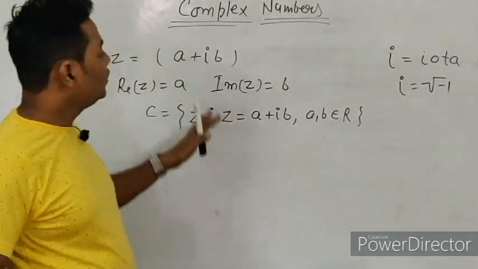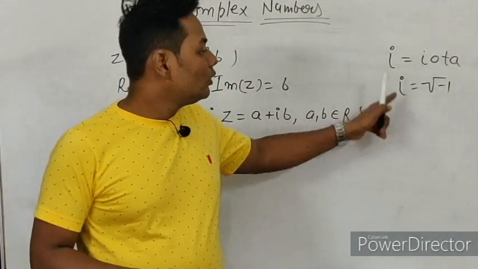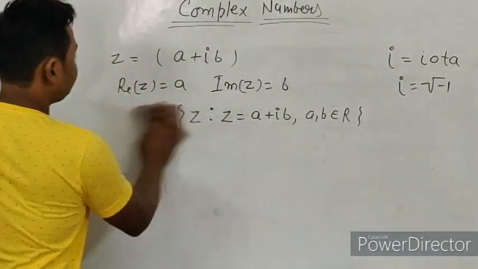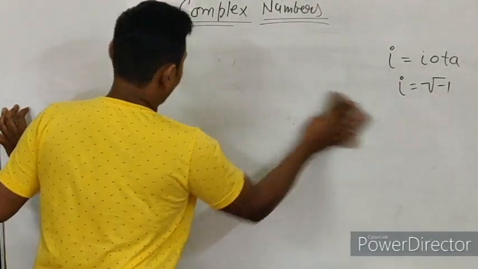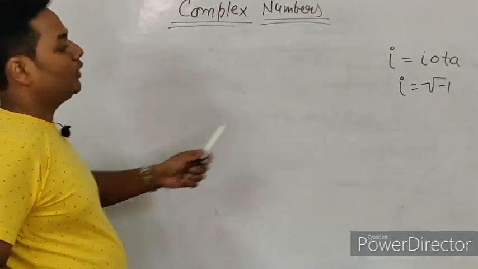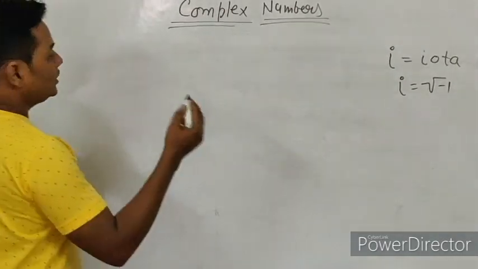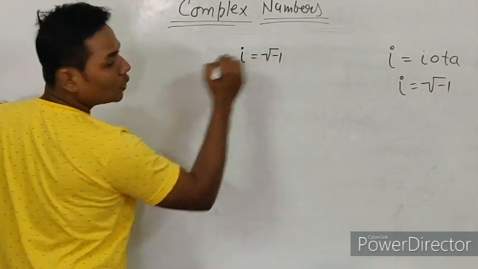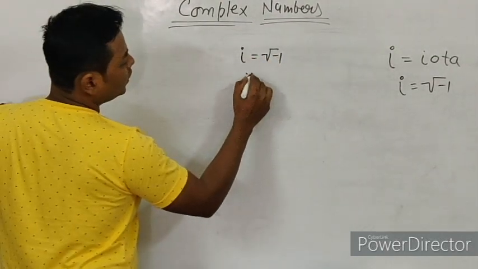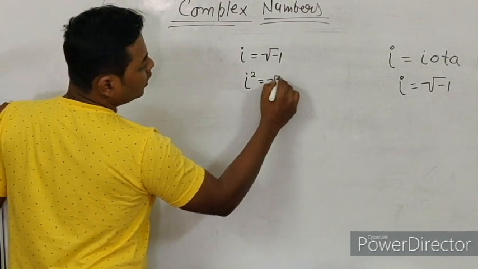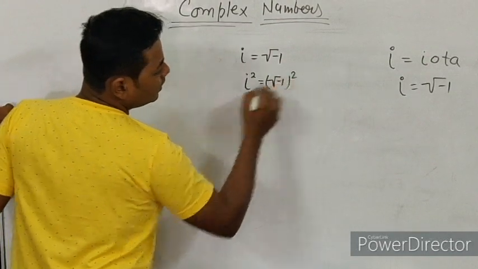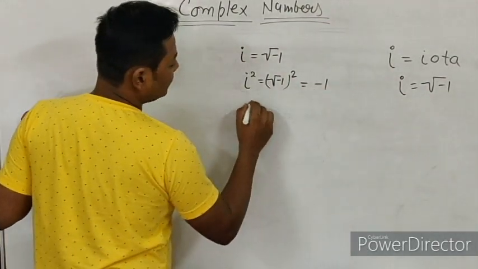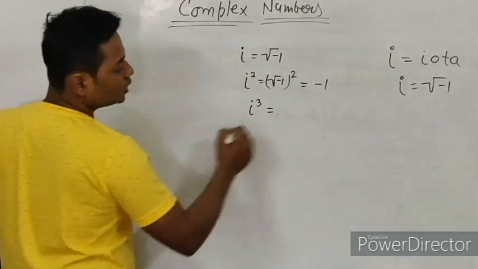Okay, let's talk about the very simple operations: addition, subtraction, and multiplication of complex numbers. Before doing that, let's talk about the powers of iota. As I taught you last time, iota is equal to root over minus 1. Then the square of iota is equal to the square of the root over minus 1. Then we will get minus 1.